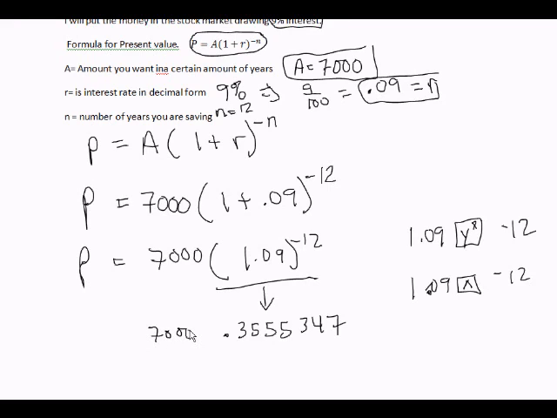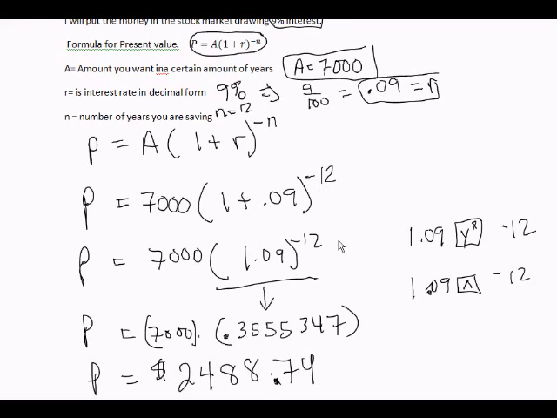And I still have to multiply it times 7,000. This is a decimal, and then we're going to multiply these two together times 7,000. So my present value, this is the present value formula. My present value is $2,488.